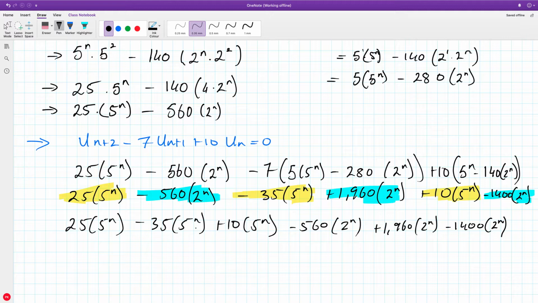25 minus 35 plus 10 does leave me with 0 times 5n. Minus 560 plus 1960 minus 1400 does leave me with plus 0 times 2n, which is equal to 0, therefore. Simple.